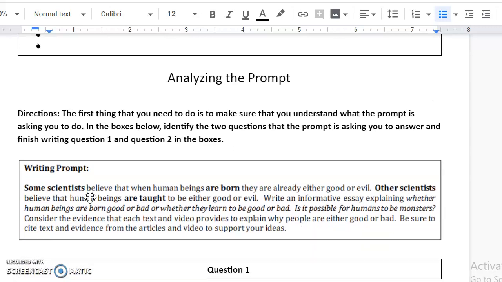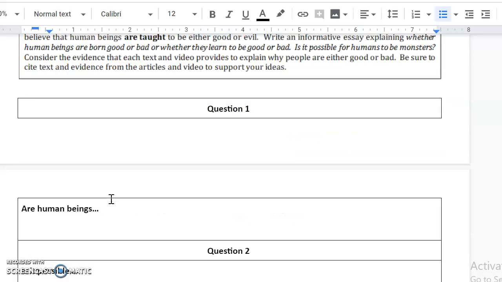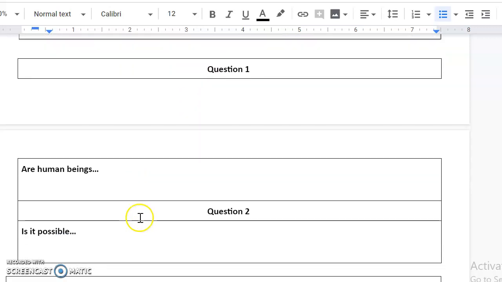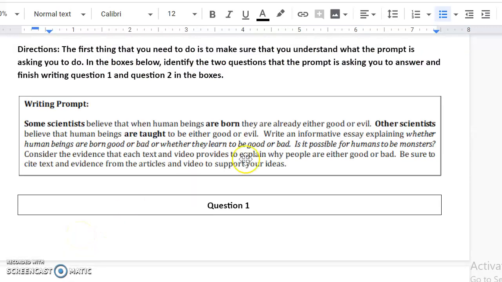So this, again, is just to get us warmed up, and now we're going to start doing the main part of the packet. Look, it's the prompt. We already read the prompt. It's basically asking us two questions. What two questions? Are human beings born good or bad, or do they learn to be good or bad? And is it possible for humans to be monsters?